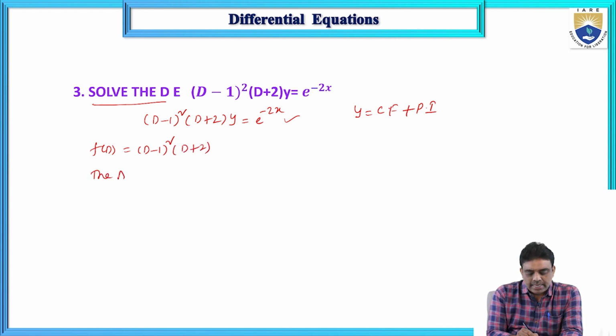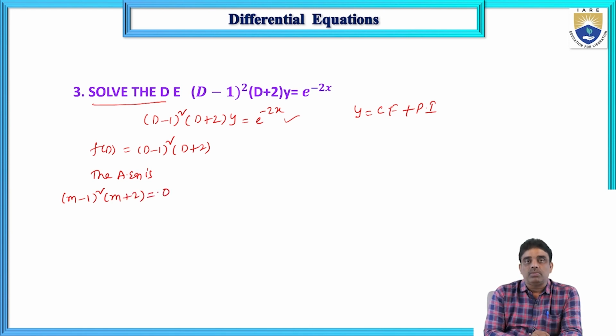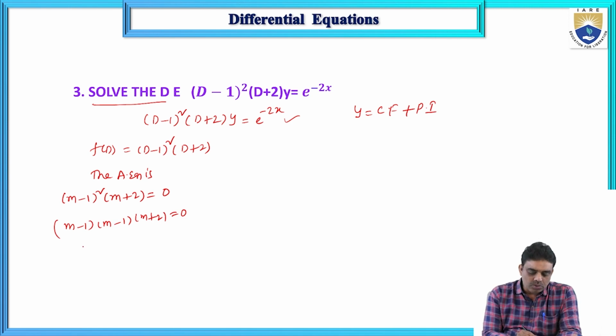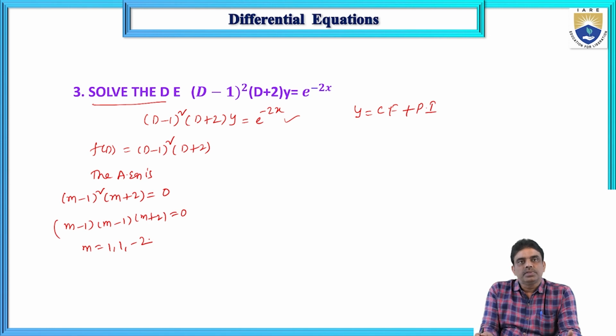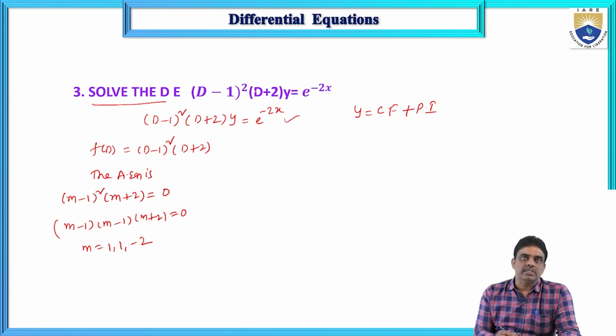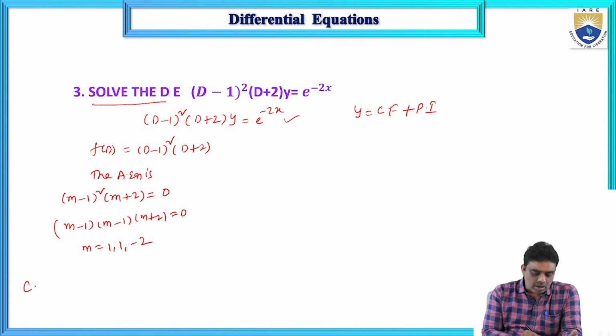Therefore, the auxiliary equation is given by m minus 1 whole square of m plus 2 is equal to 0. That means what are the roots? M minus 1, m minus 1, m plus 2 is equal to 0. M minus 1 is repeated 2 times. So what are the values? 1, 1, minus 2. So it is a third degree equation. There exist 3 roots.